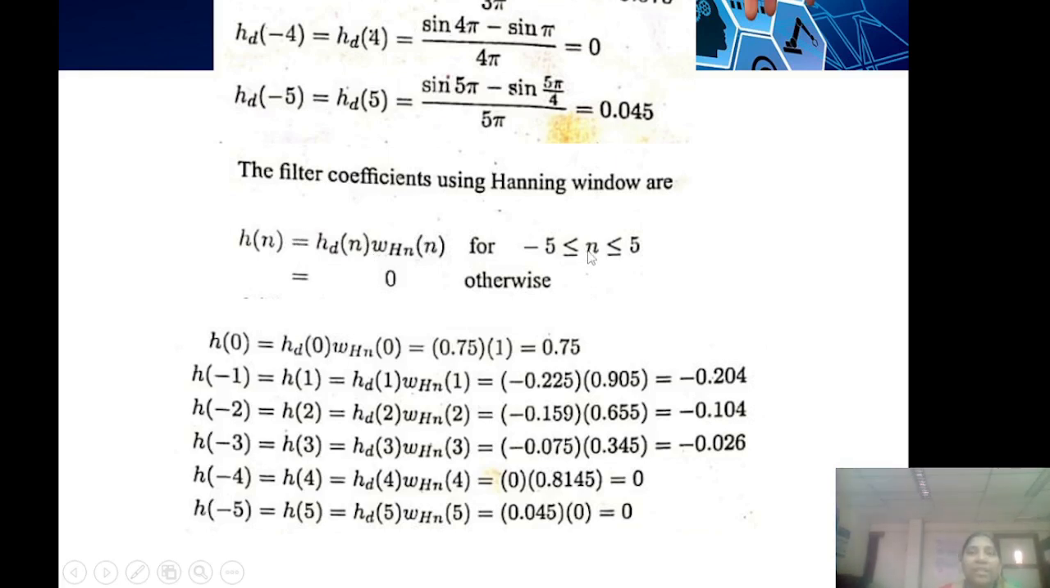For n varies between minus pi to pi and 0 otherwise. So if you multiply that, h of 0 obtained is 0.75. h of 1, which is symmetrical to h of minus 1, the value is minus 0.204. h of 2 is symmetrical with h of minus 2, so the value obtained is minus 0.104. h of 3 is symmetrical to h of minus 3, so the value obtained is minus 0.026. For h of 4 it's 0, h of 5 again it is 0.